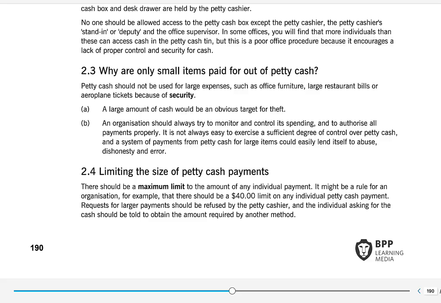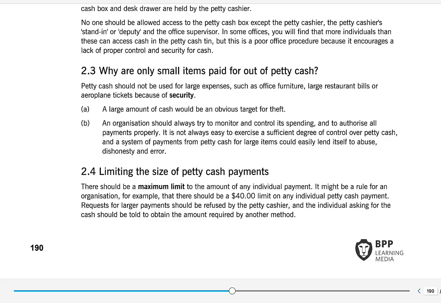What should the petty cashier do if the amount is too high? If a request is above the petty cash limit, the petty cashier should do two things. First, refuse the petty cash payment politely. Second, tell the person to use another payment method. For example, they can use a check, a bank transfer, a company credit card, or an expense claim that is paid properly through the accounts department.